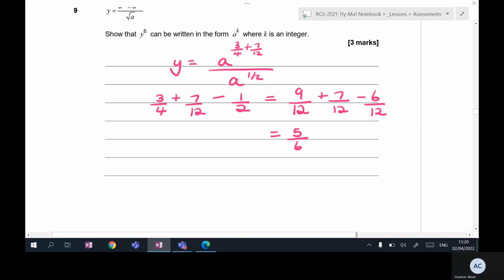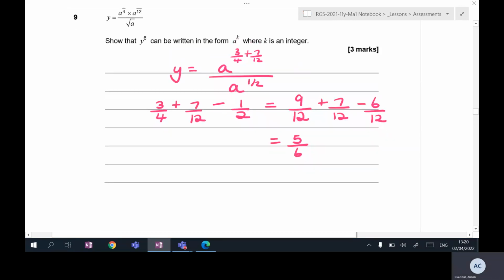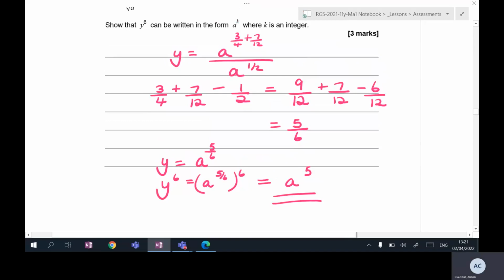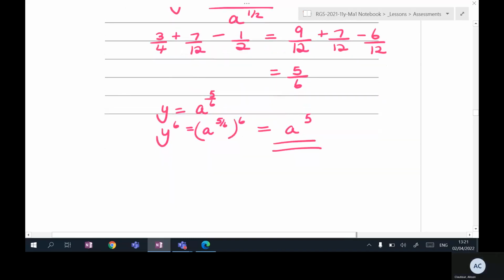Okay, so I've then got y is a to the 5/6, which means if I'm raising that to the power of 6, I can multiply the powers together and I'm just left with a to the 5. So just some simple indices work as long as you can add fractions together.